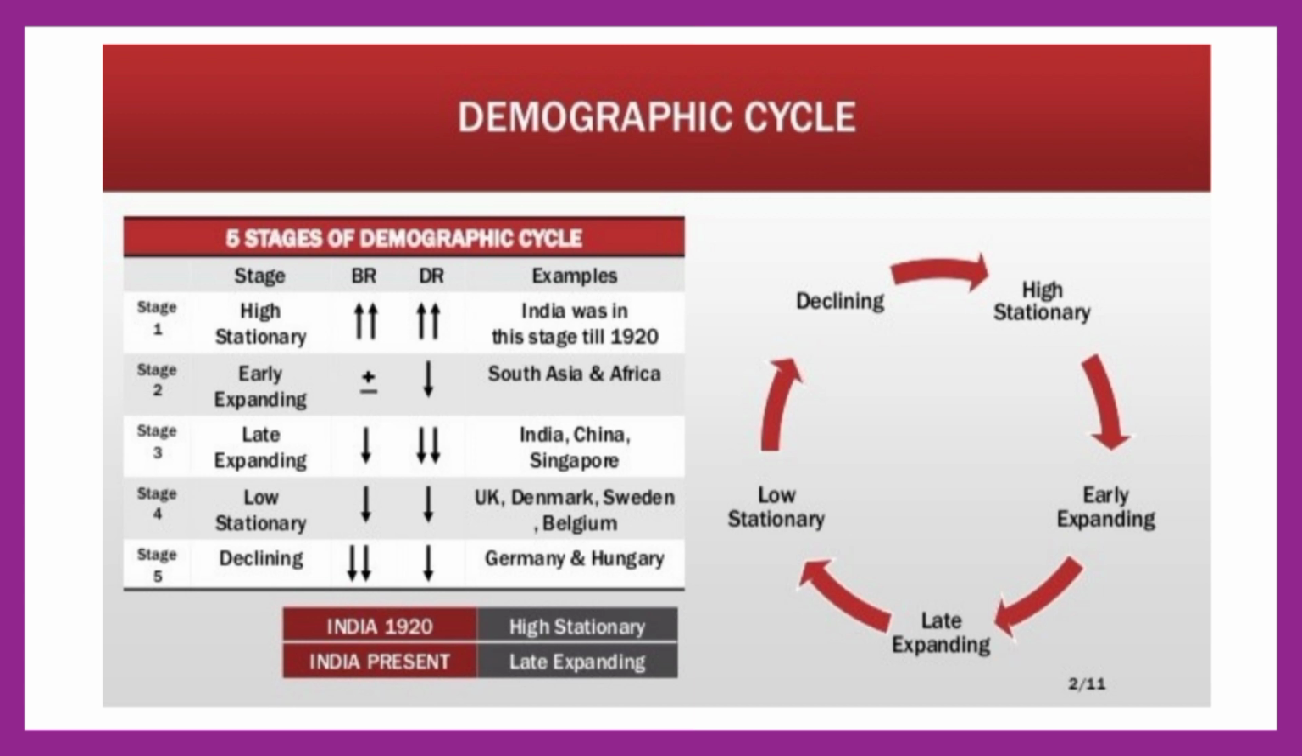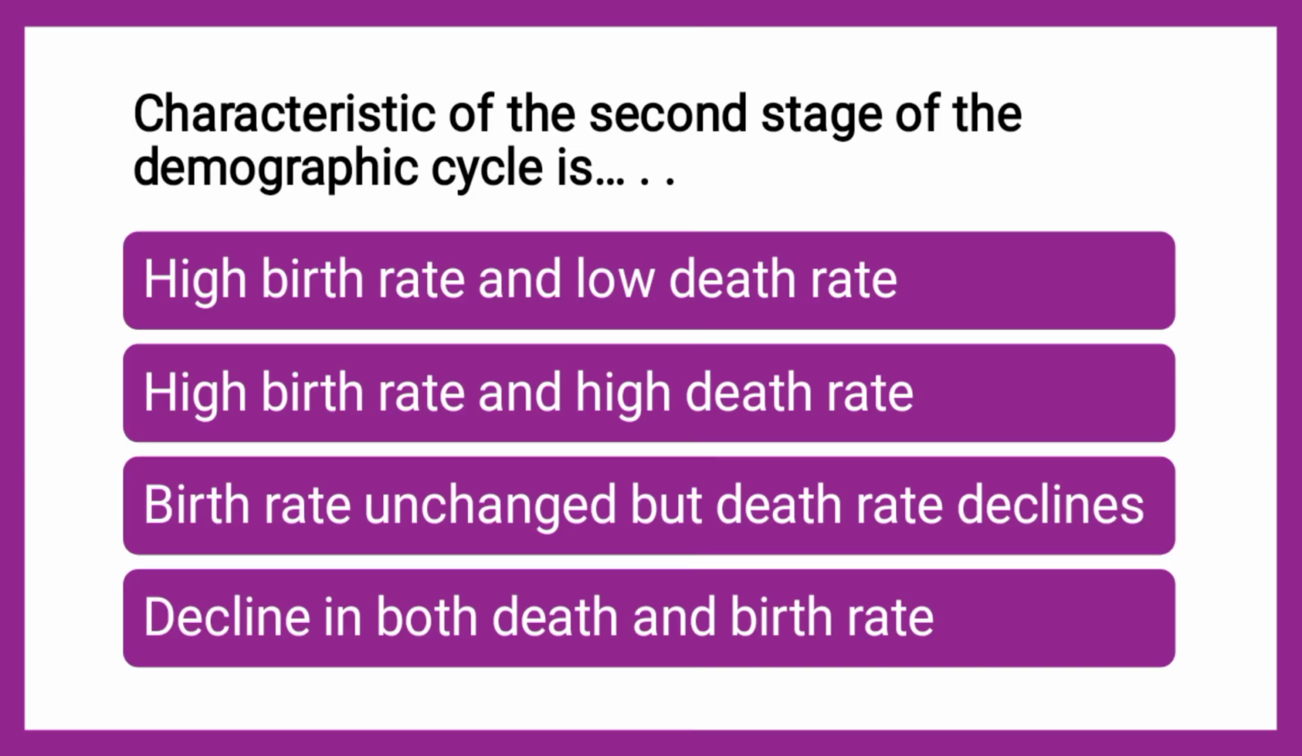So India was there in high stationary phase till 1920. Next question is, characteristics of the second stage of the demographic cycle is. Now second stage was, birth rate was same as that of first, but death rate has declined. So we will see the options now, whether it is high birth rate and low death rate, whether it is high birth rate and high death rate, whether it is birth rate unchanged but death rate declined, or whether it is decline in both death and birth rate.